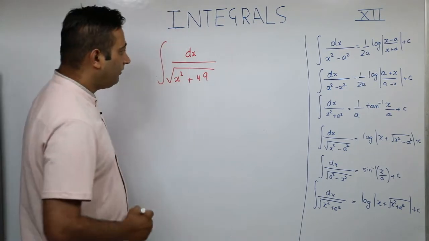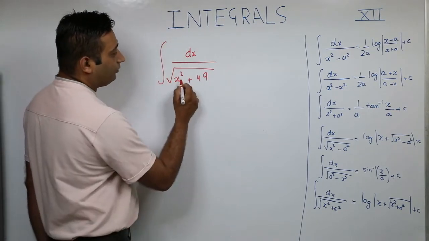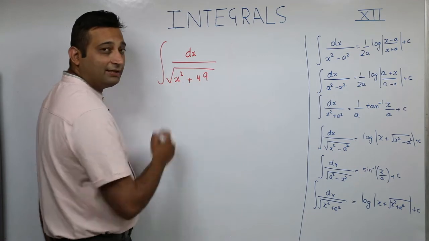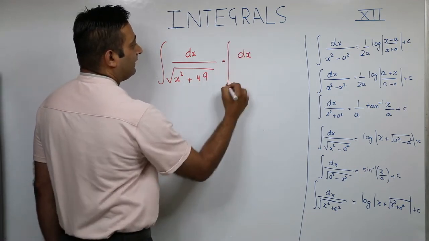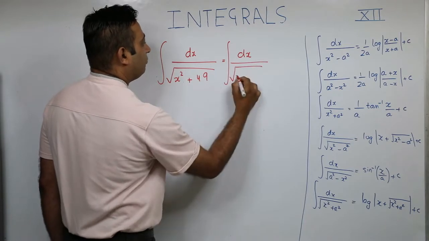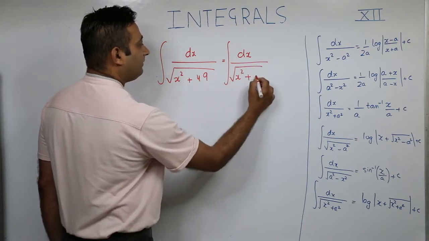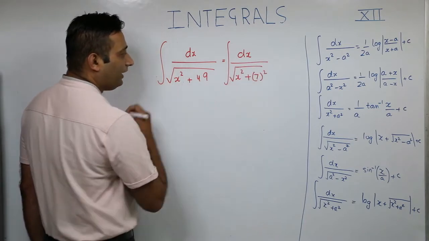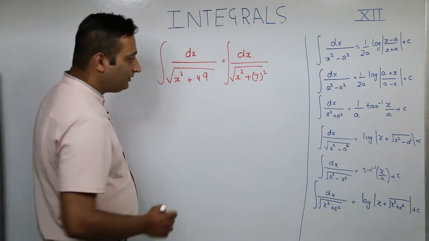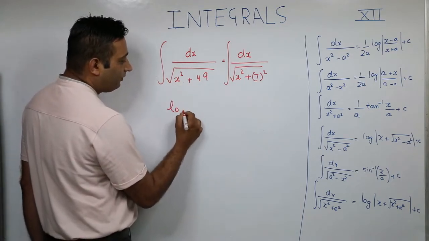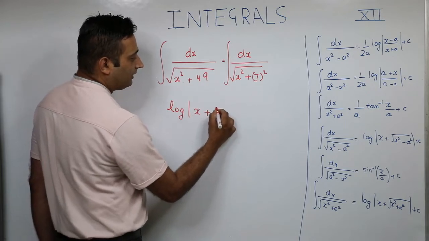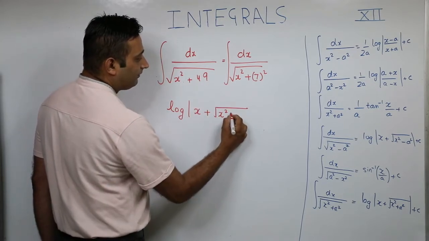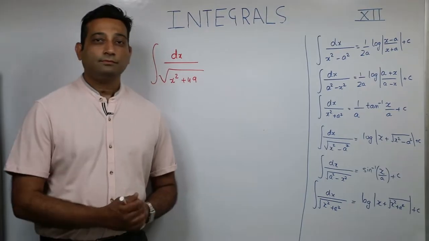Now in this form, we can see that dx upon under root x square plus a square is the comparable form for this question. So we'll complete this square root as under root x square plus 7 square. Now a can be easily compared as 7. So we can apply the standard formula to get the final result as log of x plus under root x square plus a square.